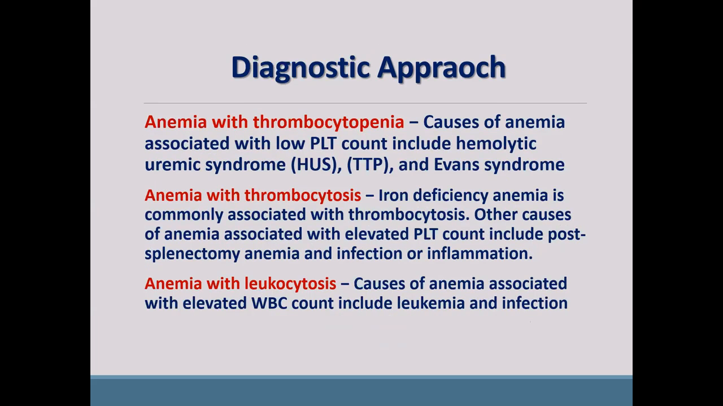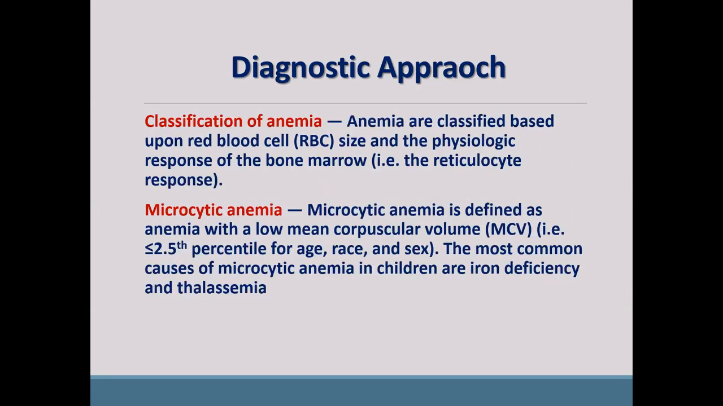Anemia with thrombocytopenia includes hemolytic uremic syndrome, thrombotic thrombocytopenic purpura, and Evans syndrome just mentioned. Anemia with thrombocytosis suggests iron deficiency anemia. Other causes are post-splenectomy anemia and infection or inflammation, as we said, thrombocytosis as an acute phase reaction, while anemia with leukocytosis is associated with infection and leukemia.